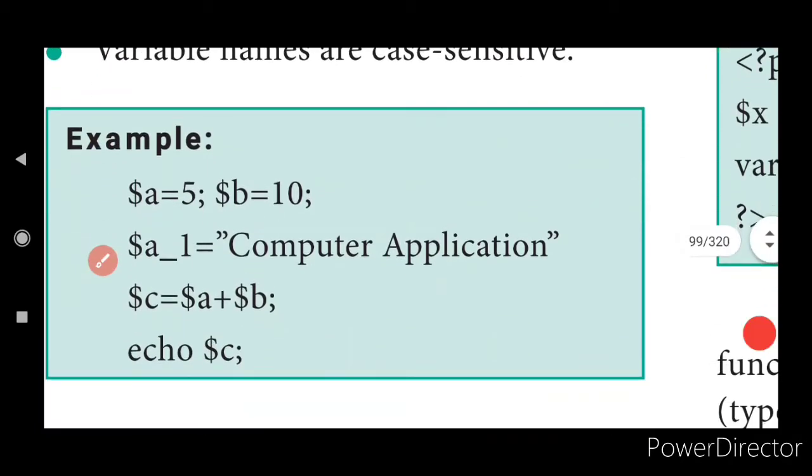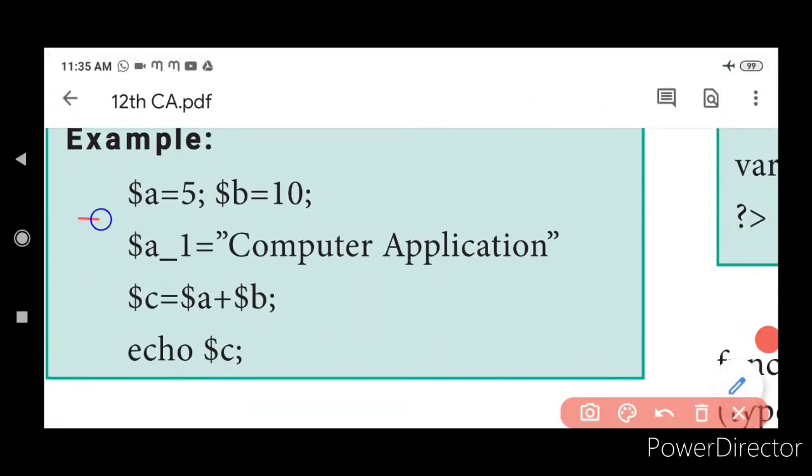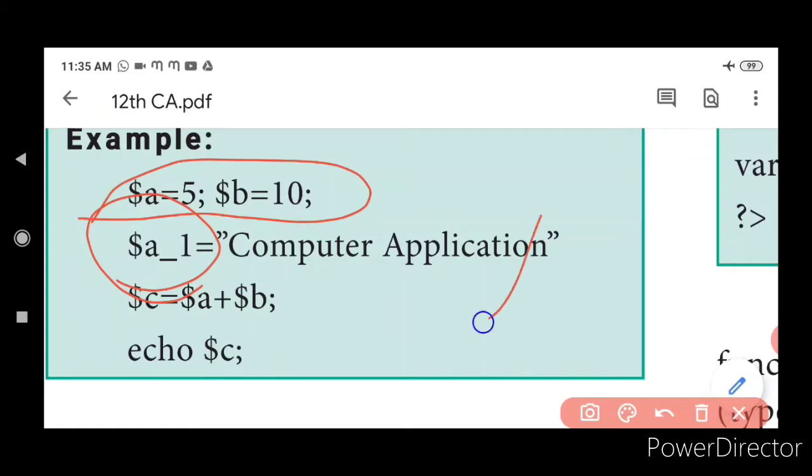This is going to be an example. What is here? $A is equal to 5, $B is equal to 10. And while accessing, I am using $A_1. Have I assigned it anywhere here? No, isn't it? So this will not work.